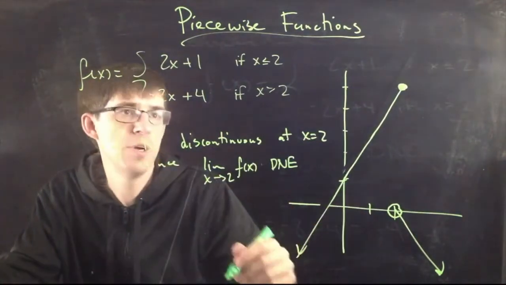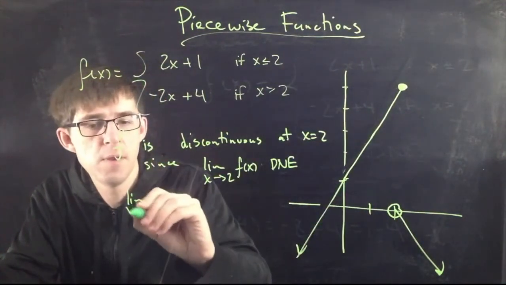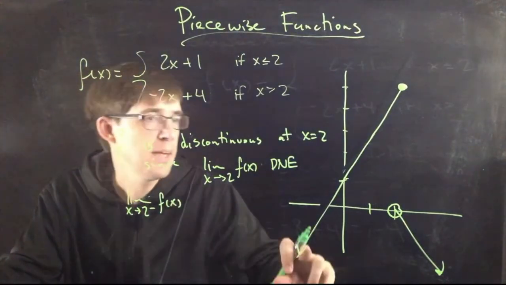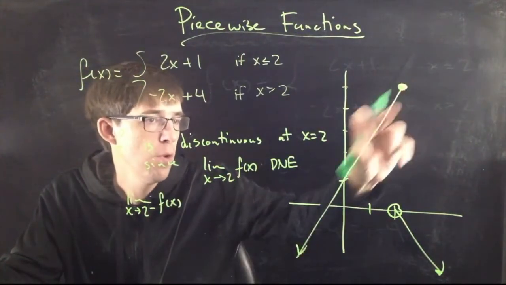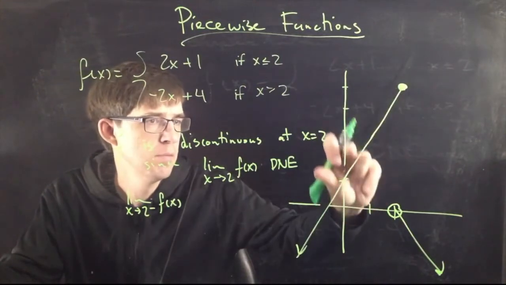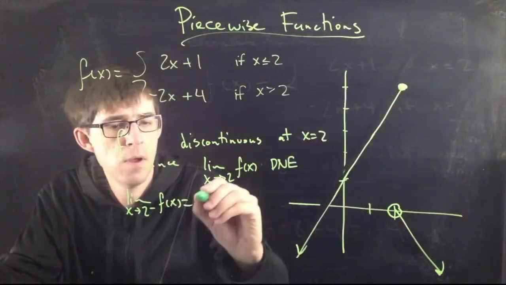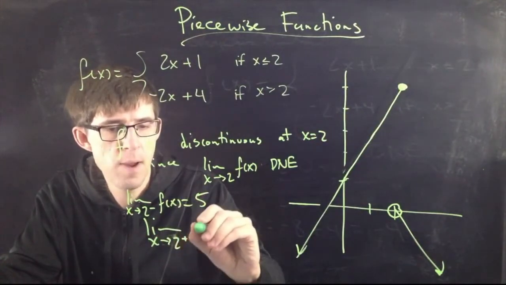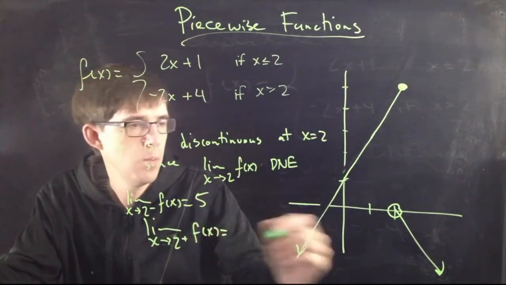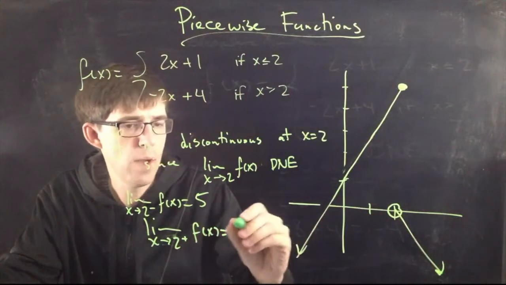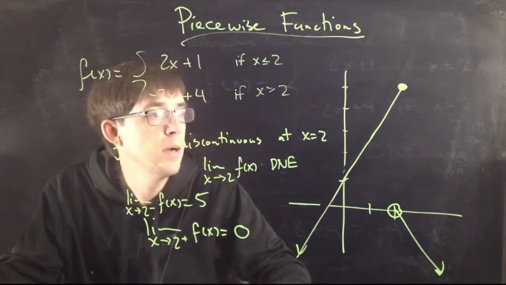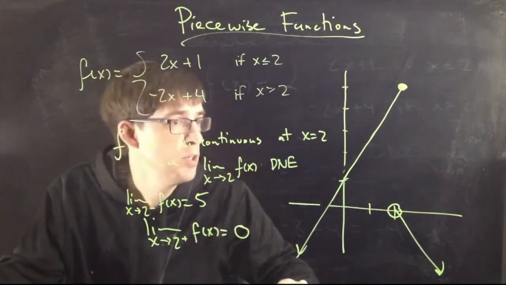By looking at the picture here, we can say the limit as x goes to 2 from the left of f of x actually does exist. It equals 4, right? No, 5. And the limit as x approaches 2 from the right of f of x would be, when you come this way, y equals 0. These values are different, and so the function is not continuous at that point.